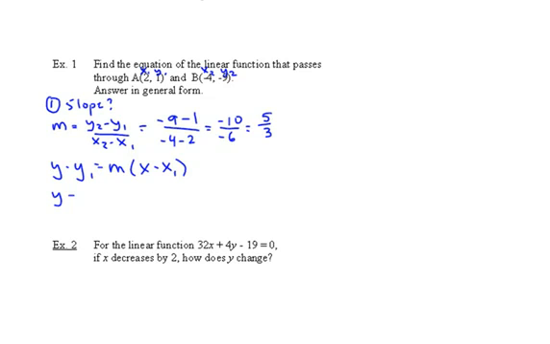Pre-calc. Yeah. So y minus 1 equals my slope, 5/3, times x minus 2.